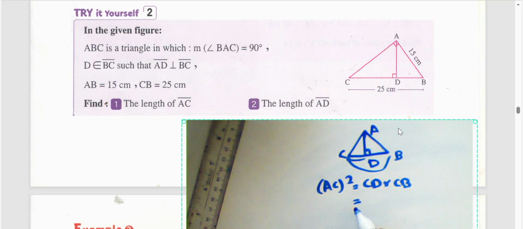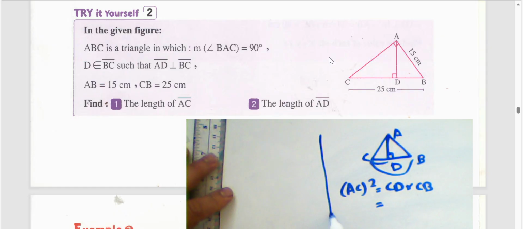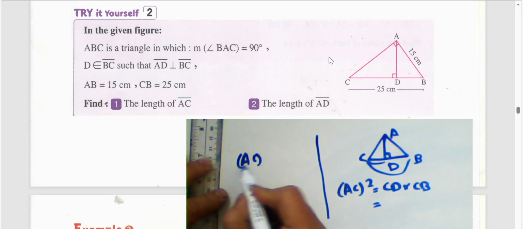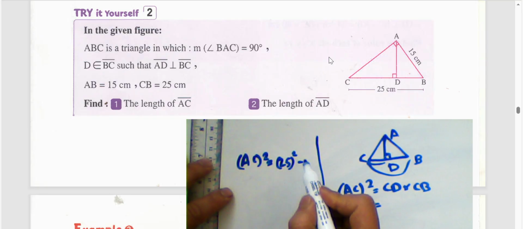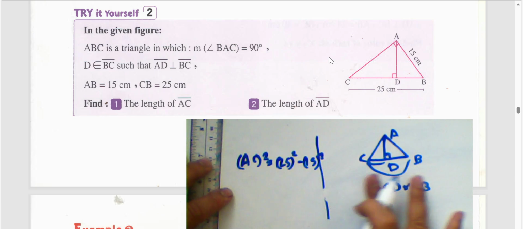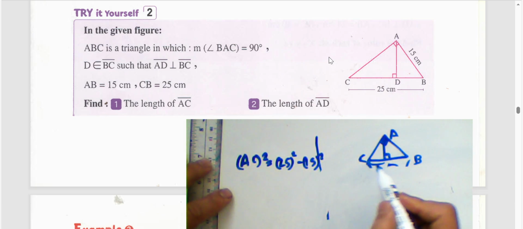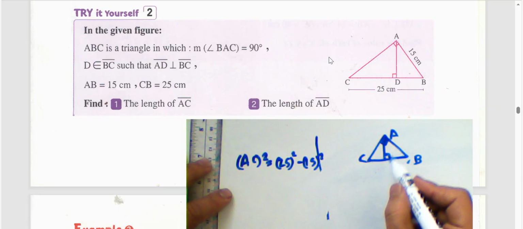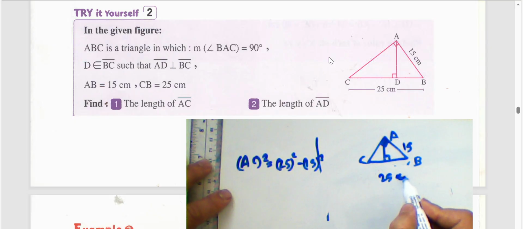Give me the information here. In this example, it was 15 and 25. We can find EC from Pythagoras theorem. Okay, I write EC from Pythagoras theorem. Then EC power 2 equals hypotenuse power 2, 25 power 2, subtract 15 power 2. We don't need Euclid now because we have two dimensions in the right angle triangle. He gave me AB was 15 centimeters and the base was 25 centimeters.